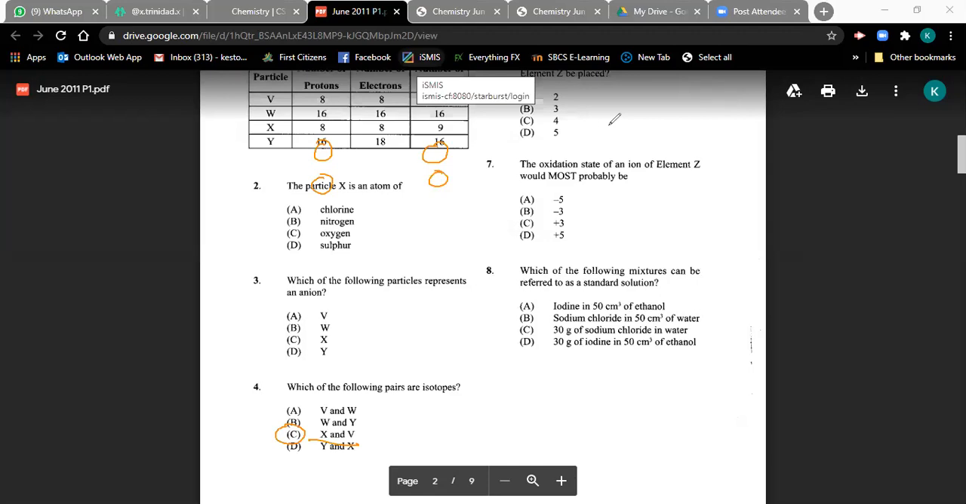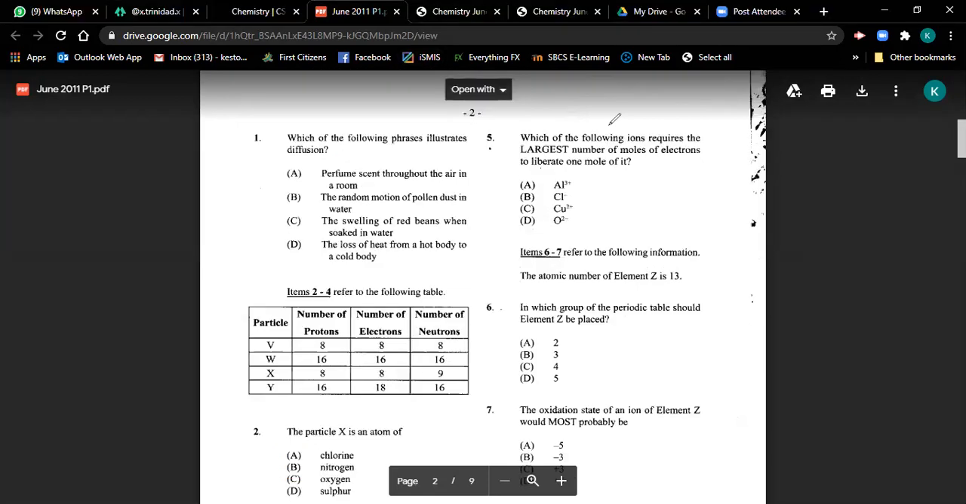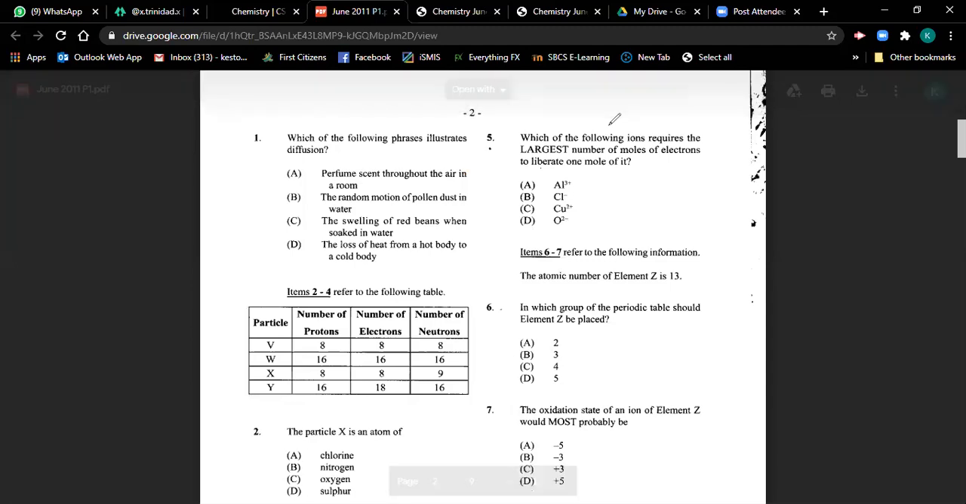5. Which of the following ions require the largest number of moles of electrons to liberate 1 mole of it? Right? 1 mole of it. Largest number of moles of electrons. Aluminum. You've got to get 3 electrons. Right? Think about when you're doing the electrolysis.